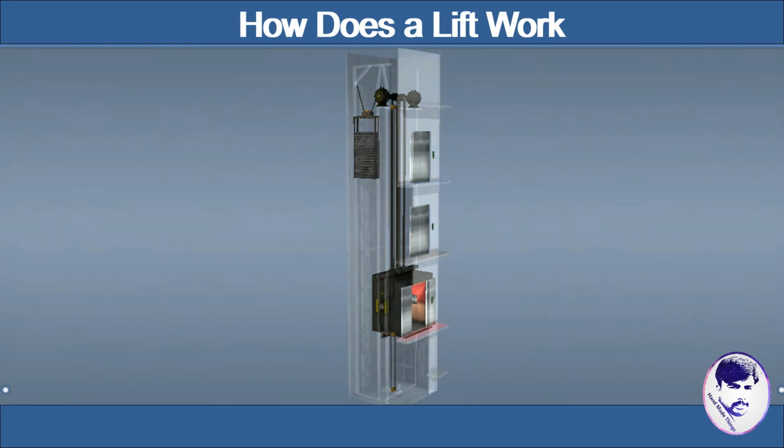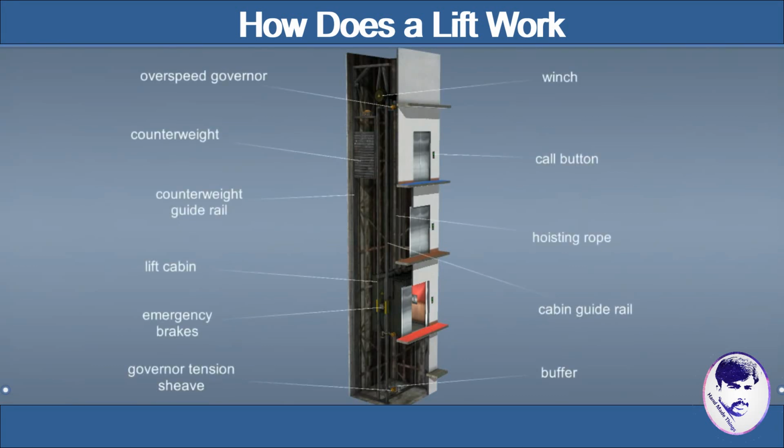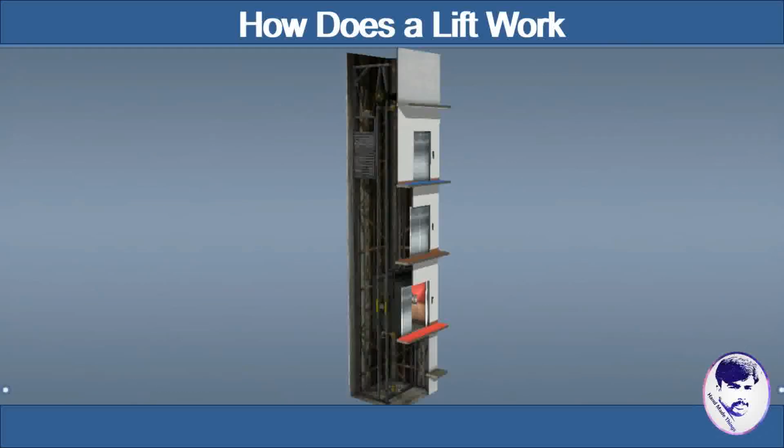Humans started to use primitive lifts for moving loads vertically as early as the 4th and 3rd centuries BC. These structures were operated by human and animal power or a watermill. Electric lifts appeared at the end of the 19th century. The first electric lift was developed by Werner von Siemens in 1880.